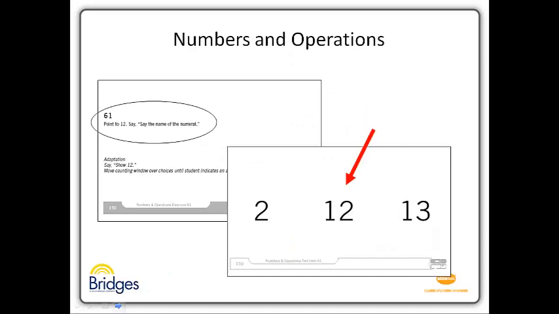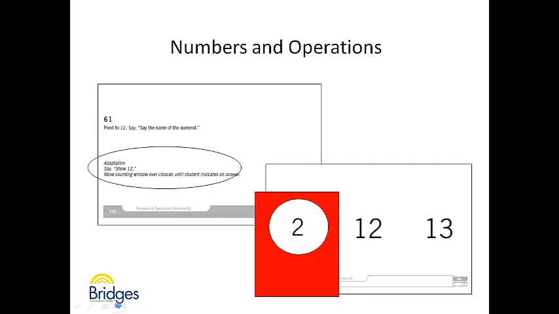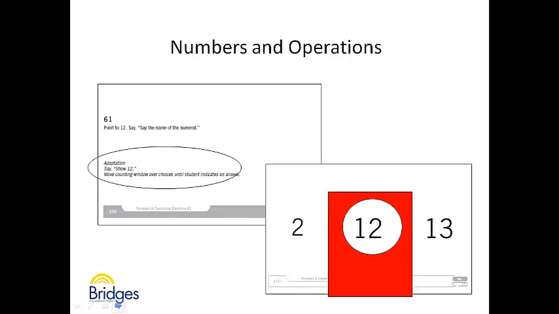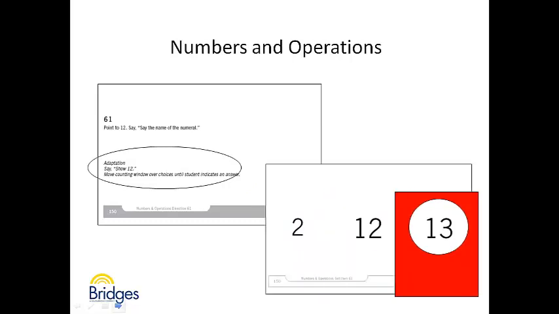Let's look at an example from the numbers and operations subtest. The typical item tells the teacher to point to the number 12 and then say to the student, say the name of the numeral. And the student would need to indicate 12. The adaptation goes like this. I would say to the student, show 12, and then I would move the counting window over the choices until the student indicates an answer.